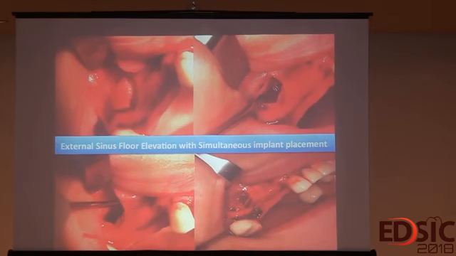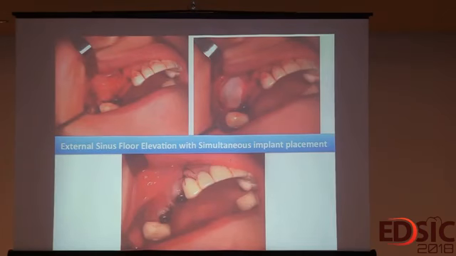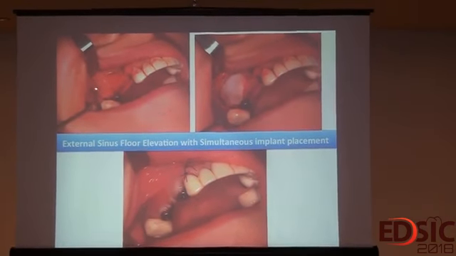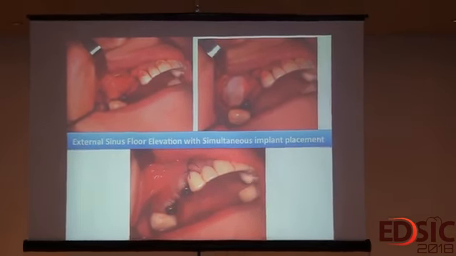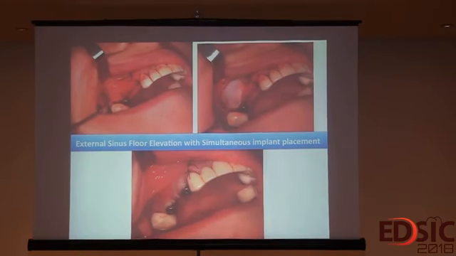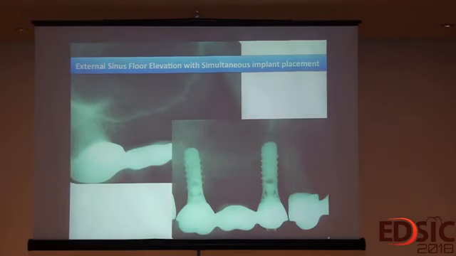And you see external floor elevation with simultaneous implant placement. Implants are placed and graft materials are grafted. The implant site is prepared with burrs, and the graft material is densely packed. A resorbable collagen membrane is placed over the graft, and the flap is readapted and sutured. The prosthetic part is performed 3 to 6 months after implant installation, according to the primary stability. And here you see the radiology view before and after the sinus elevation.